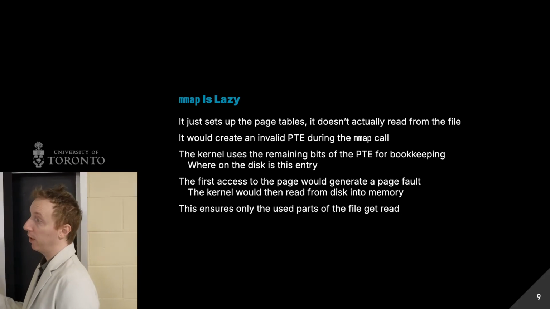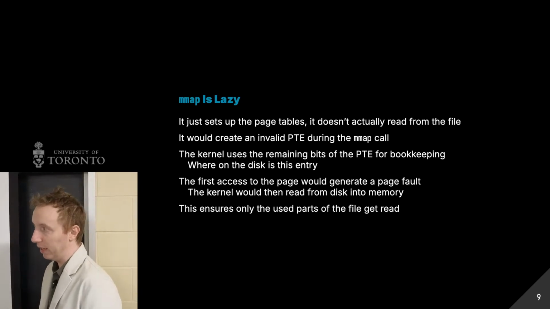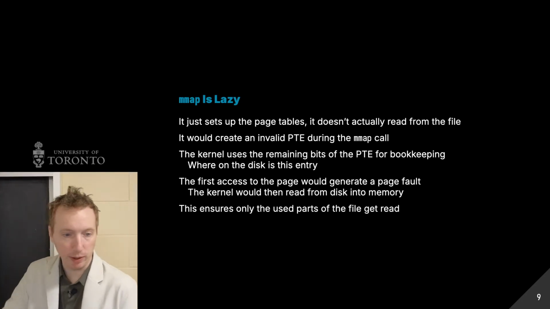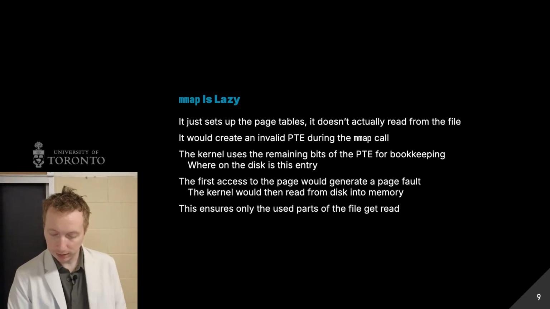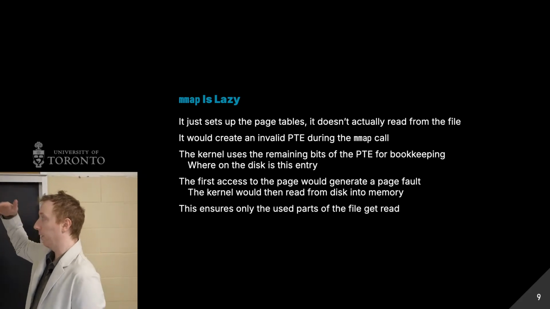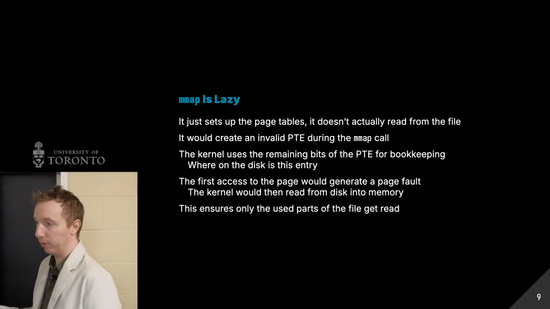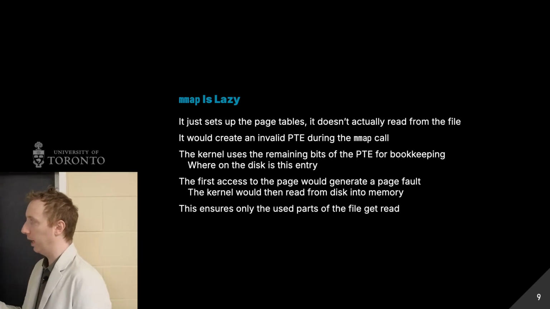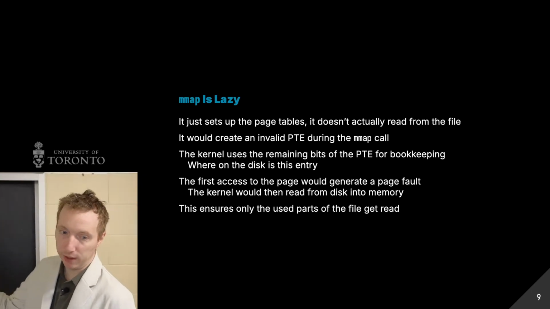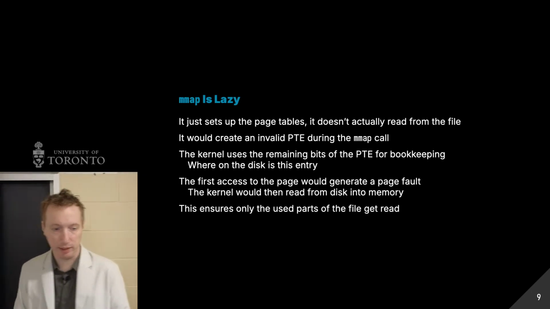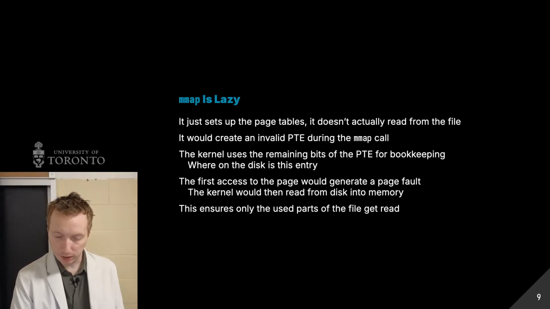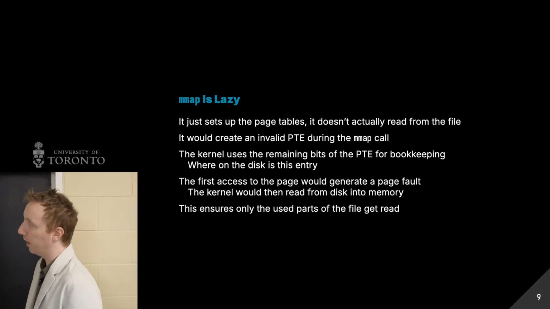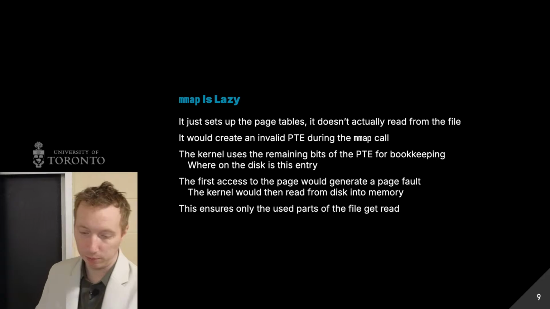That tells the kernel what to do to get initialized memory for this page table entry if the user tries to access it, so I can go ahead and fix it up. The first access generates a page fault. And like what we did with copy on write, where we handled the page fault by copying a page, this time the kernel would handle the page fault by getting a page and then copying that data from disk and reading it in there. This also ensures that only used parts of the file get read. So I can just mmap a giant file, and I only pay for what I use.